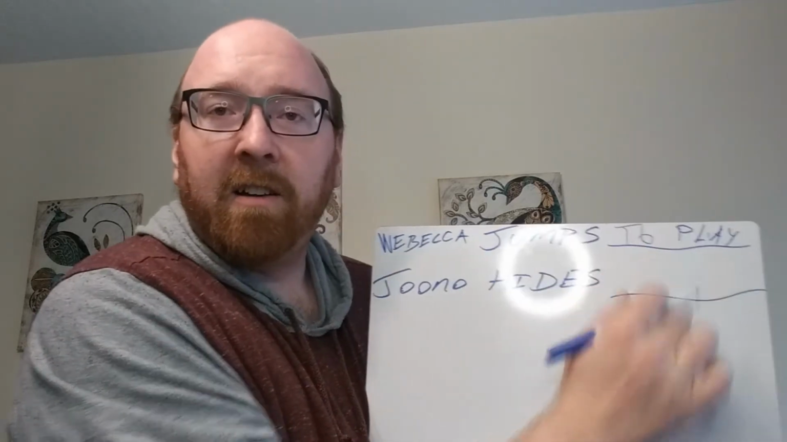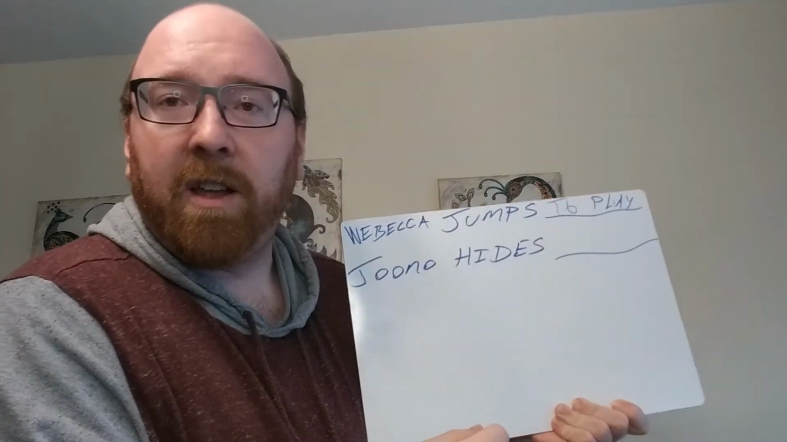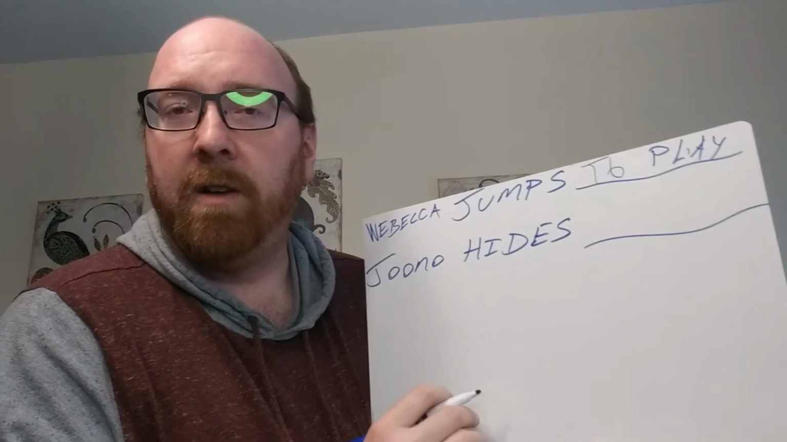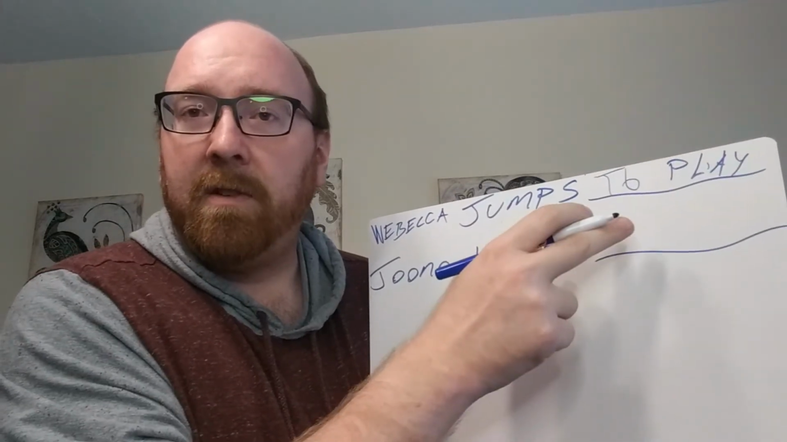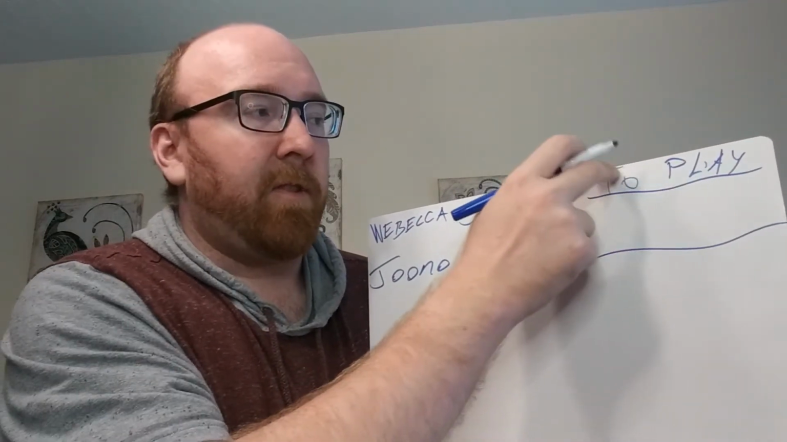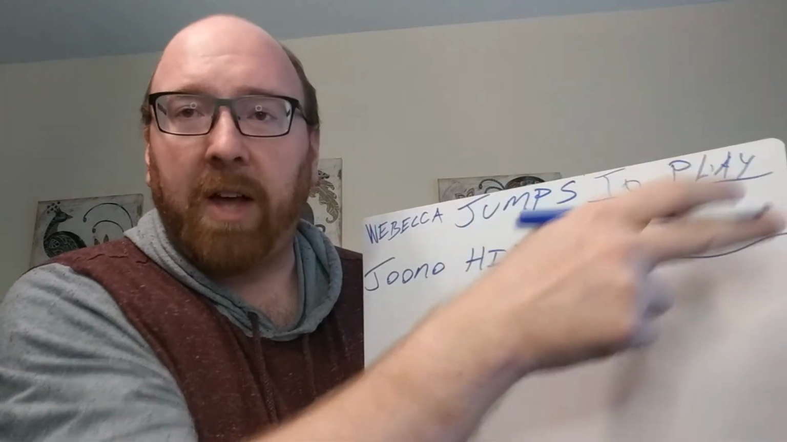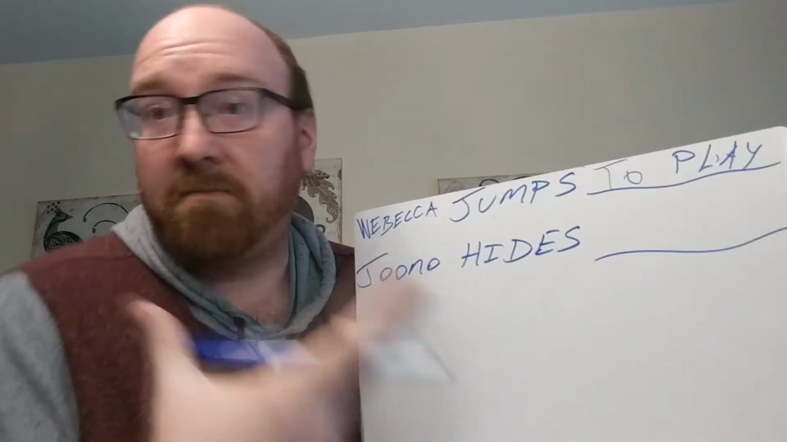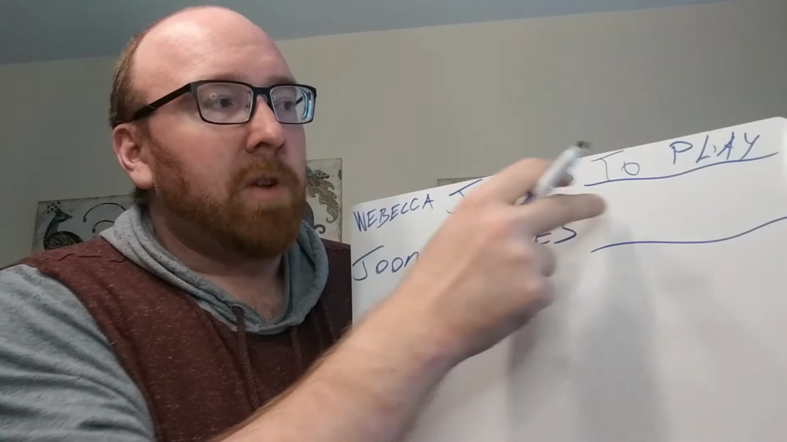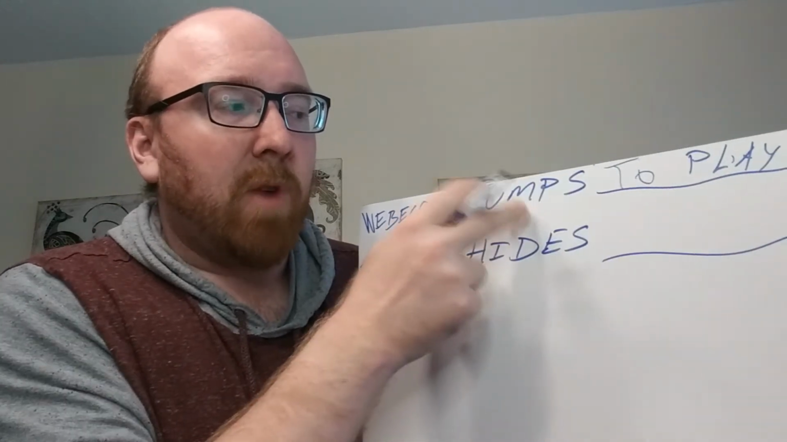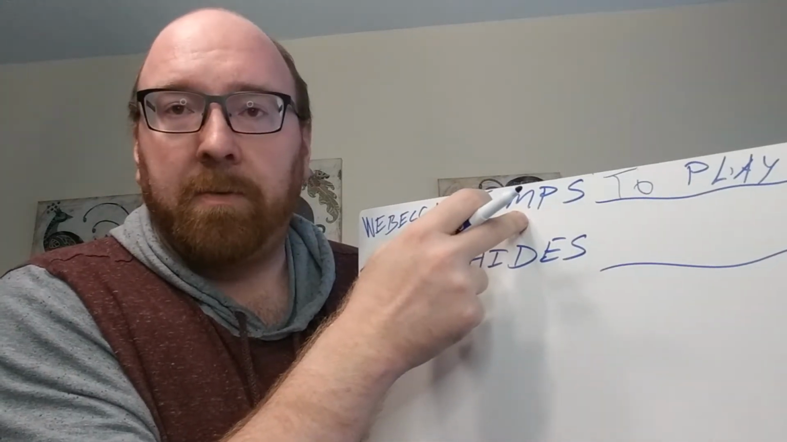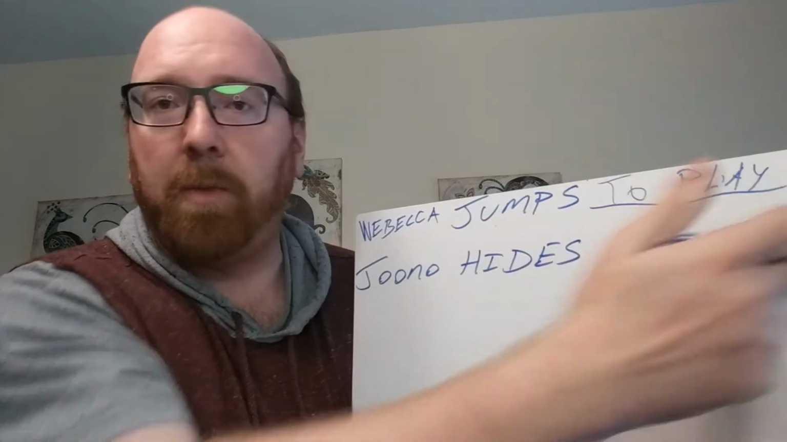To play here is an infinitive of that verb, right? To play, it's not conjugated, it's just, you know, in the now. So we use that to describe why she jumps, right? So Rebecca jumps to play.